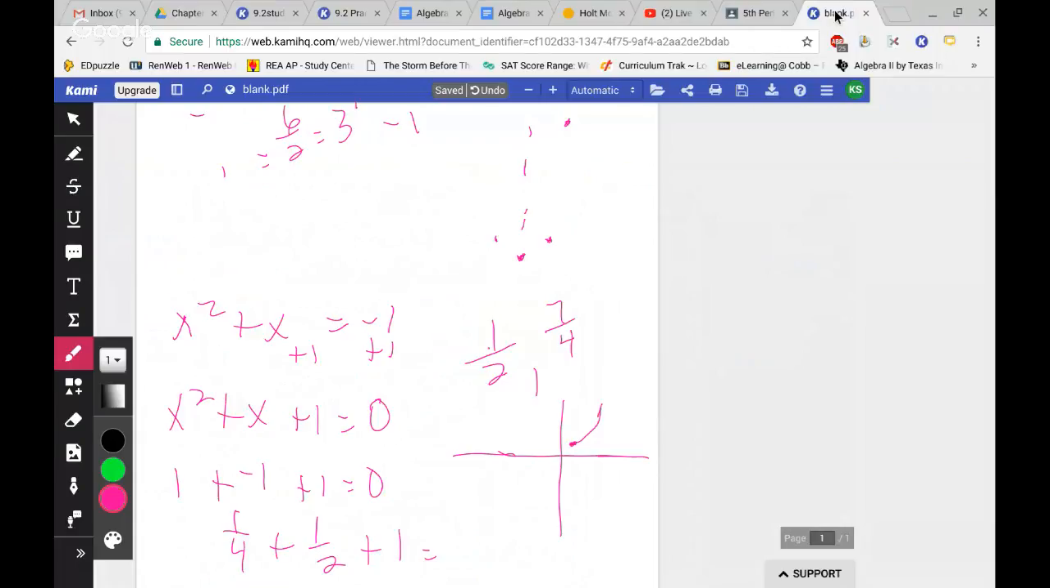Well, here's the good news about that. When it's like that and it goes up from there. Yes. So your vertex is 1/2 and 7/4. It has no solution because it never touches the x-axis. And your solutions are where it crosses the x-axis. When it says to solve by graphing, it's looking for the answer to the question is where does it cross the x-axis? And since it's above the x-axis, it has no solution.